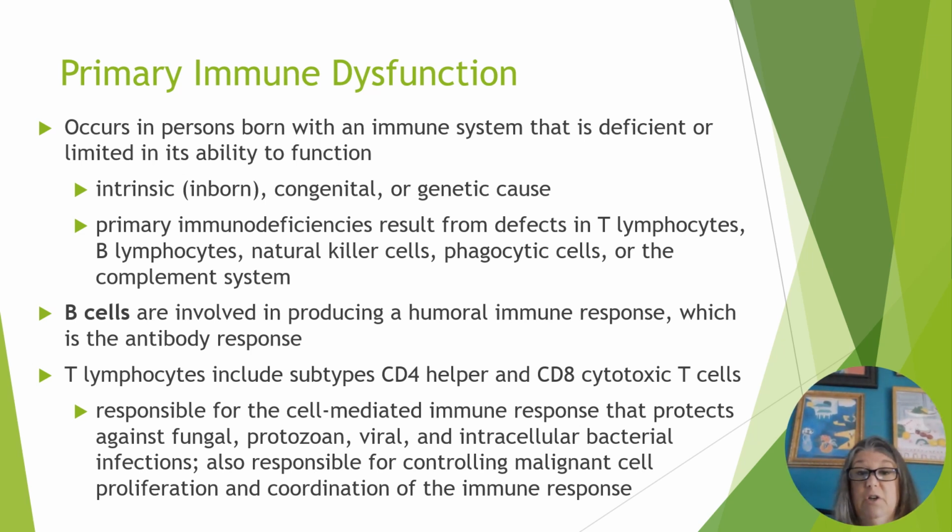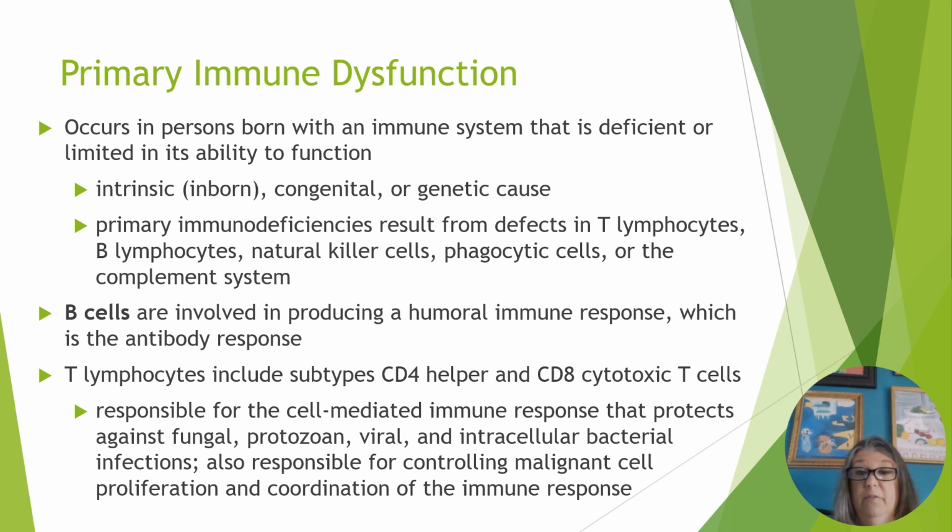Primary immune dysfunction occurs in a person born with an immune system that is deficient or limited in its ability to function. In this case, there is an intrinsic, so again, born this way, congenital or genetic cause. Most primary immune dysfunctions are inherited diseases, but some are the result of the interaction of predisposing genetic and environmental factors. These primary immunodeficiencies result from defects in T lymphocytes, B lymphocytes, natural killer cells, phagocytic cells, or the complement system.